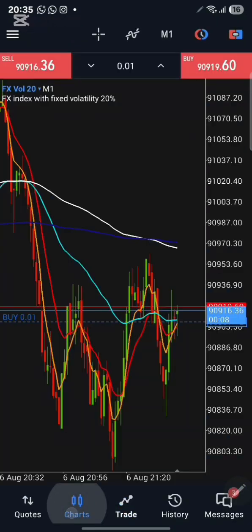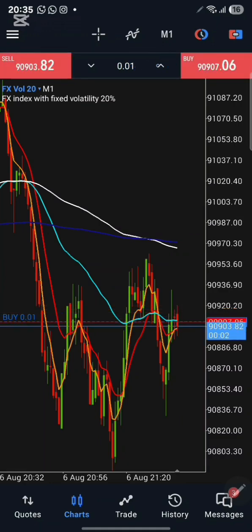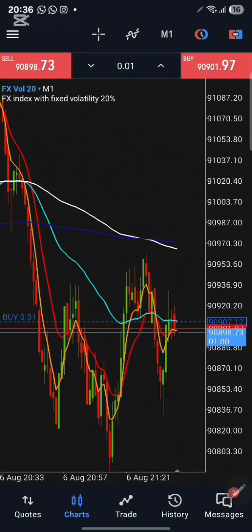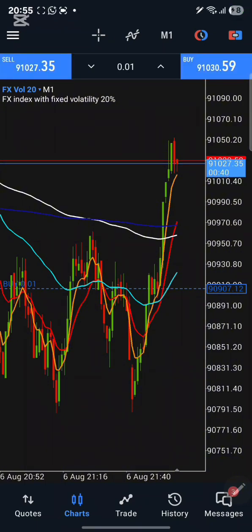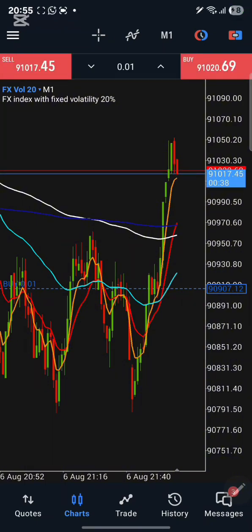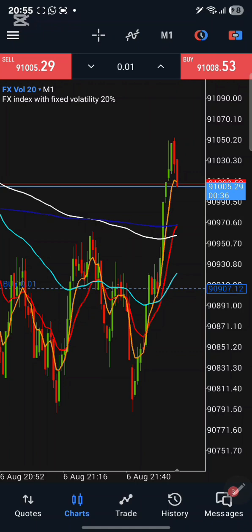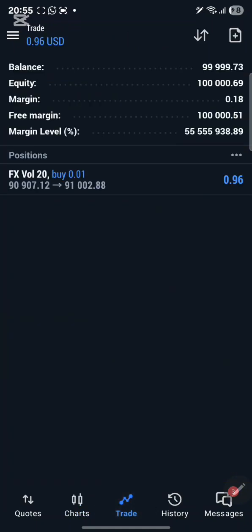The other thing is the contract size. This 0.01 is what we call the contract size. Since we predicted that we were supposed to buy, we placed a buy trade and it went in our direction, it went in our favor. So this is the trade that we took a few minutes ago, and it's in profit.